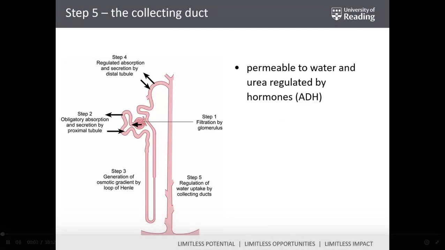The final step is the collecting duct. The collecting duct is permeable to water, and it's also permeable to urea, and its function is regulated by hormones, especially the antidiuretic hormone, which is a pituitary hormone.